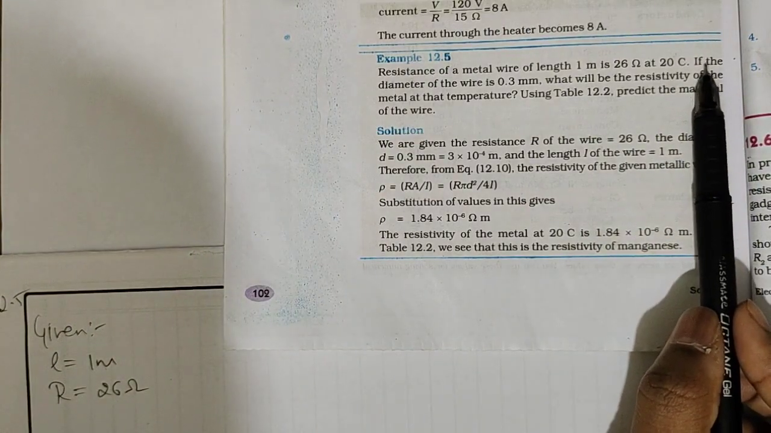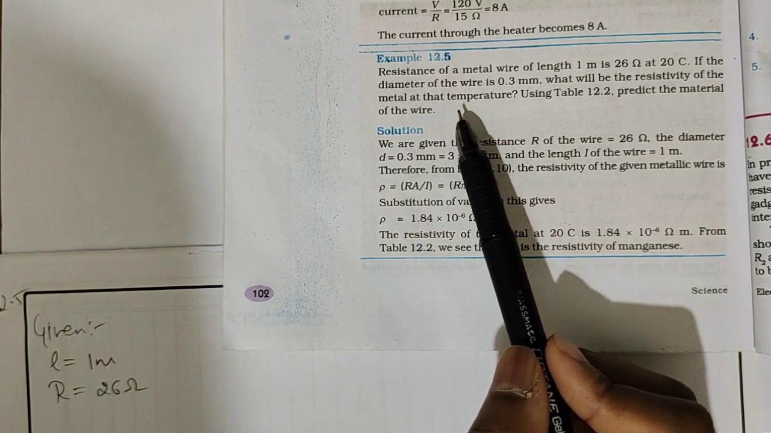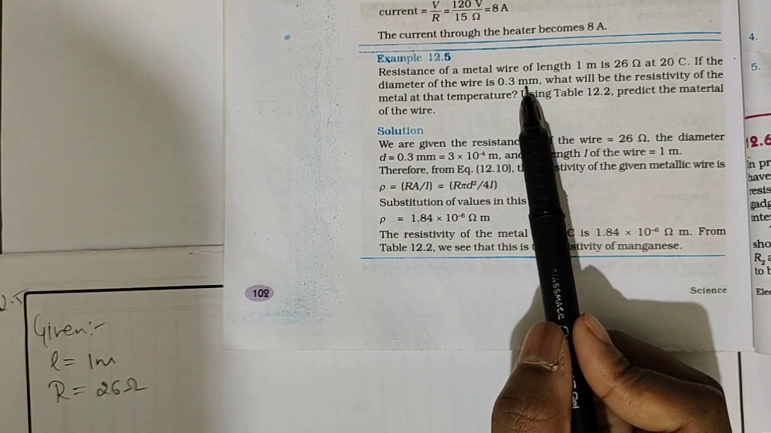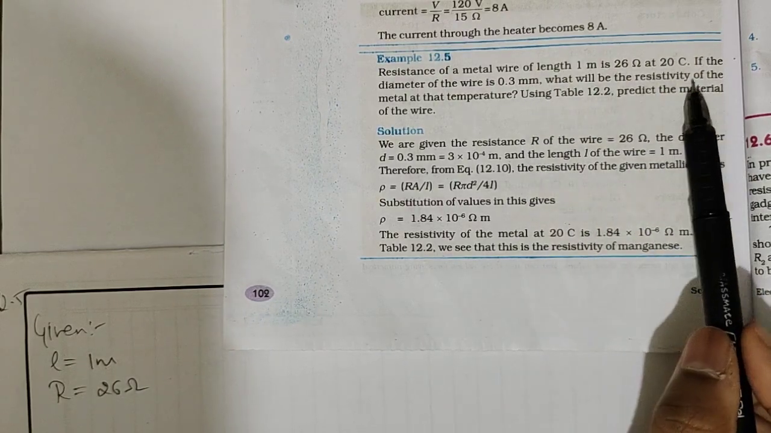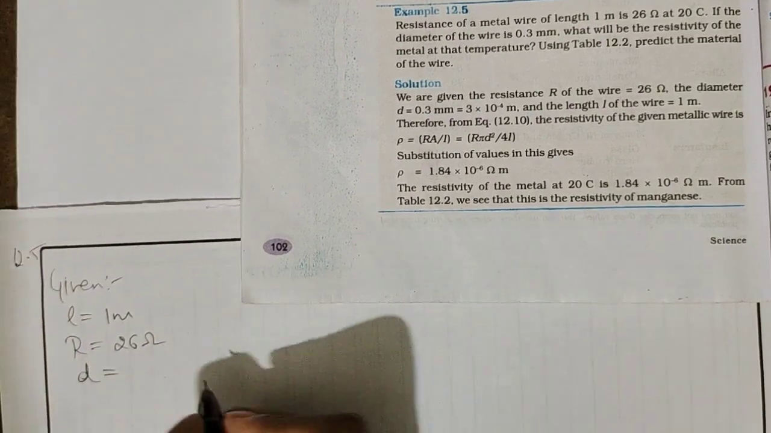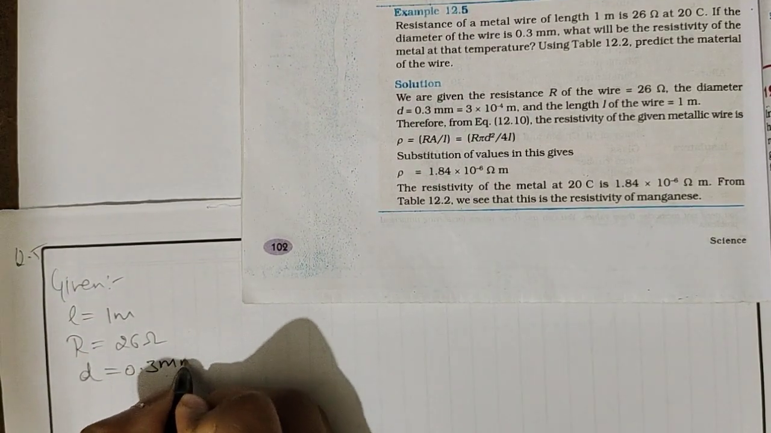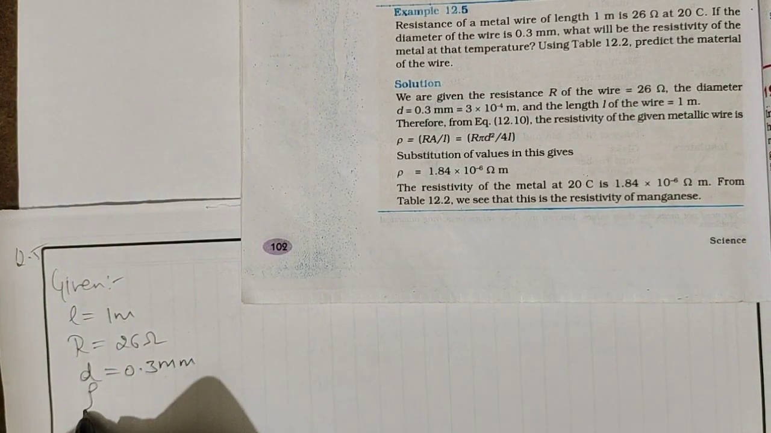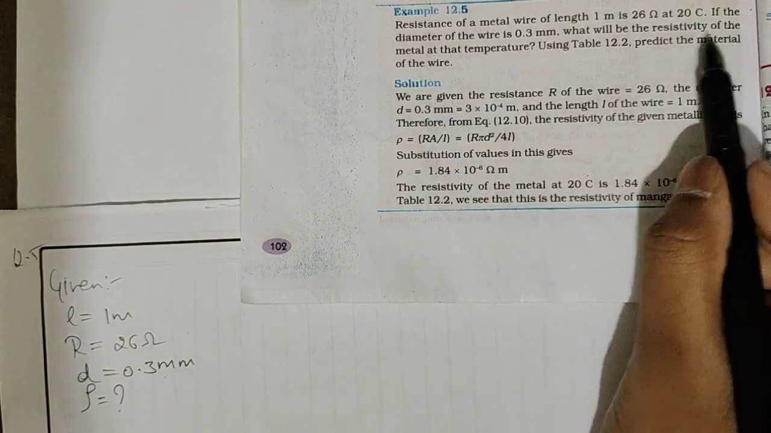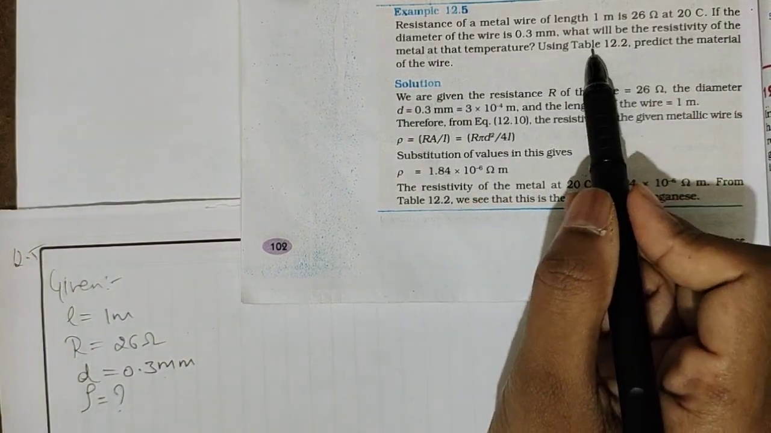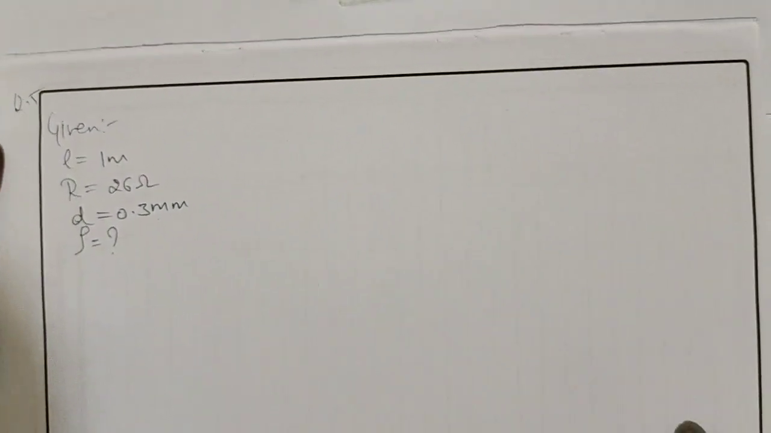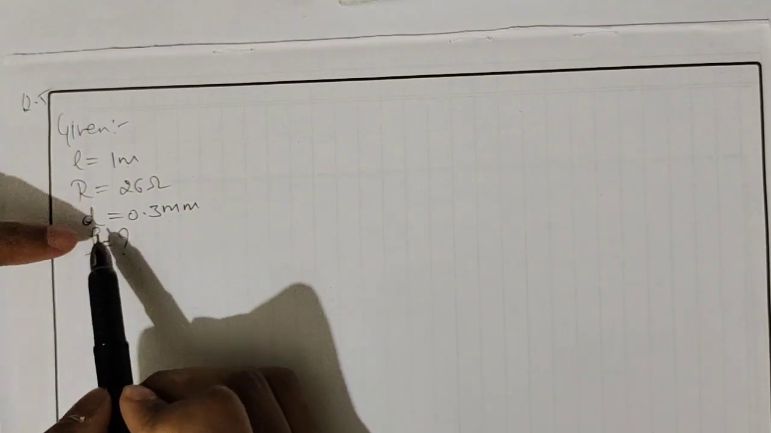Then what we have, if the diameter of the wire is 0.3 millimeter, you already know that is millimeter, right? What will be the resistivity? So next is what? Diameter they are given, and diameter is 0.3 and you need to find out resistivity, that means rho. We need to find out rho. Resistivity of the metal at temperature using the following. Okay, we'll see this later. So first, just look at this question. So here, given terms they are given L, R, D and rho.